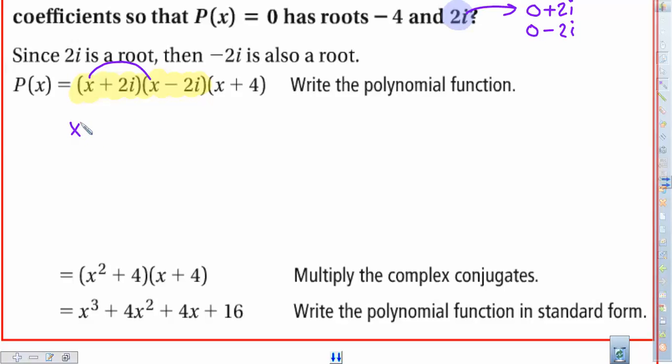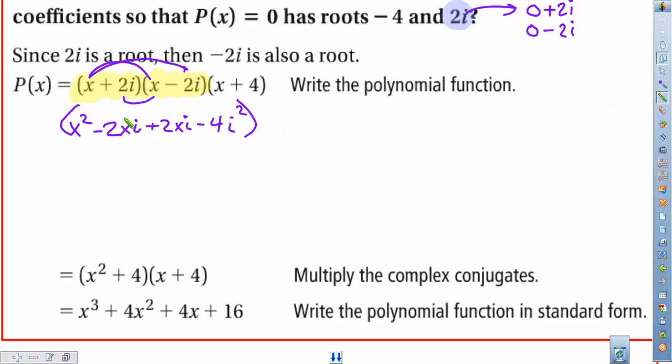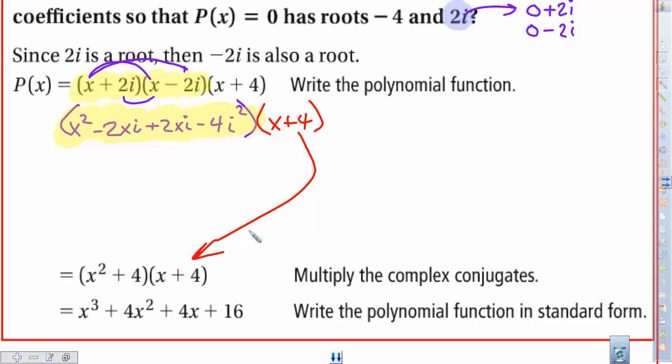So x times x gives us x squared. And then x times -2i would be -2xi. Inner, you get a +2xi. And then last times last, we have +2i times -2i, which would be -4 and then i to the second power. Interesting. Put that in parentheses. Keeping in mind that we still have this x plus 4 just hanging out for a while. Don't forget that it's there, because we're going to need it and put it down there.